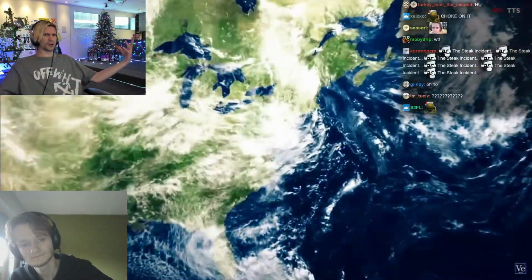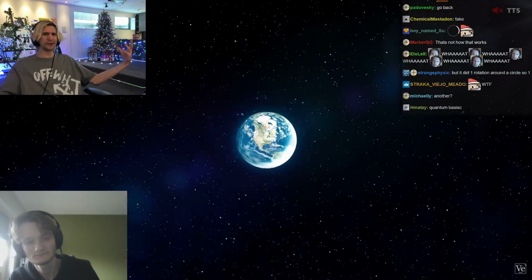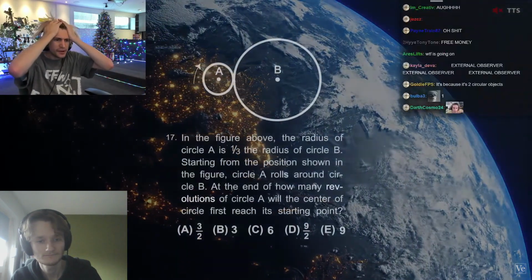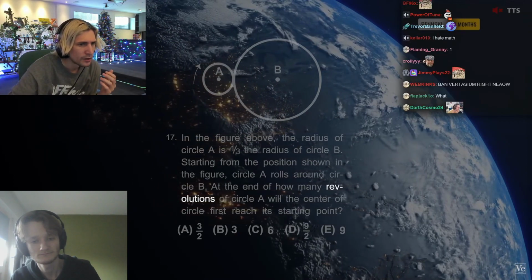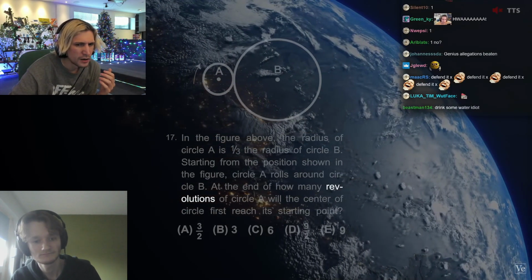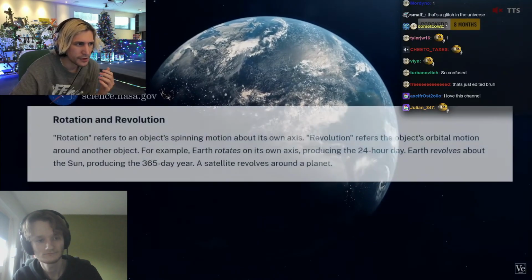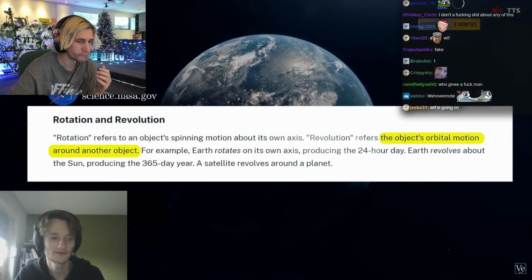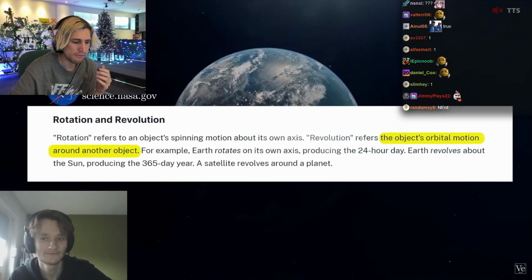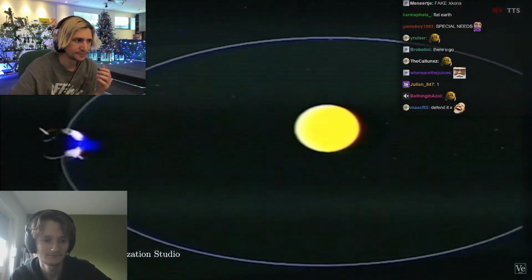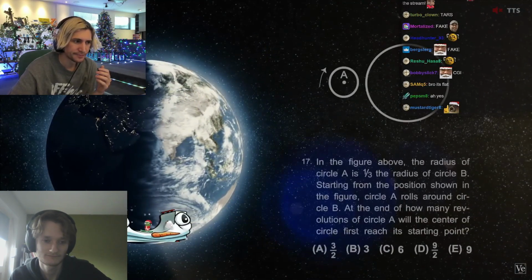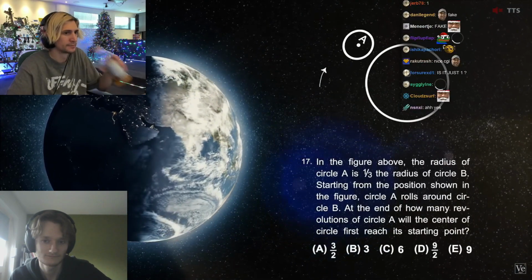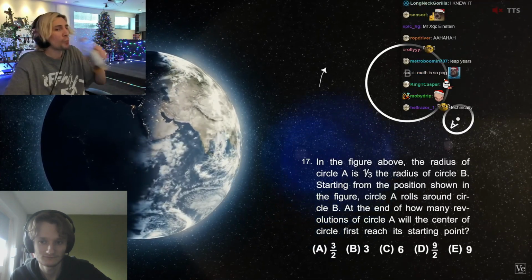But there's even another answer. If you look closely at question 17, it asks how many revolutions circle A makes as it rolls around circle B back to its starting point. Now, in astronomy, the definition of a revolution is precise. It's a complete orbit around another body. The Earth revolves around the Sun, which is different from it rotating about its axis. So by the astronomical definition of a revolution, circle A only revolves around circle B once. It goes around 1 time.